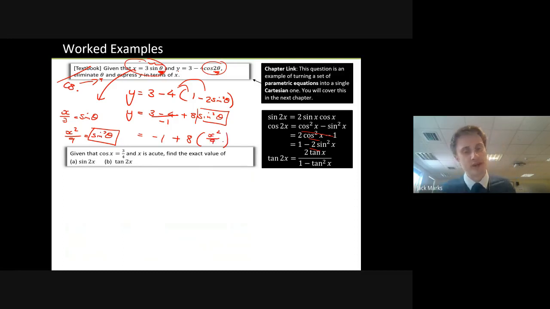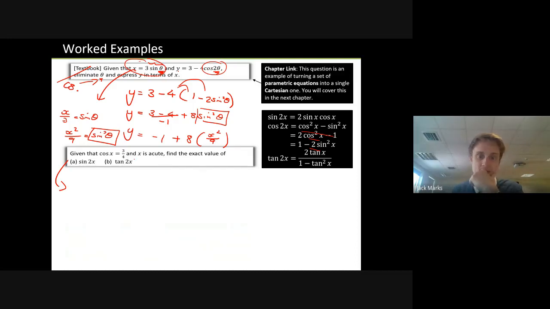So this is more of a preview than anything else. They're showing you that later this is a tool to remove things. For example, to make an equation that only has y's, x's, and constants in it and doesn't have theta. More immediately, let's have a look at this one here.